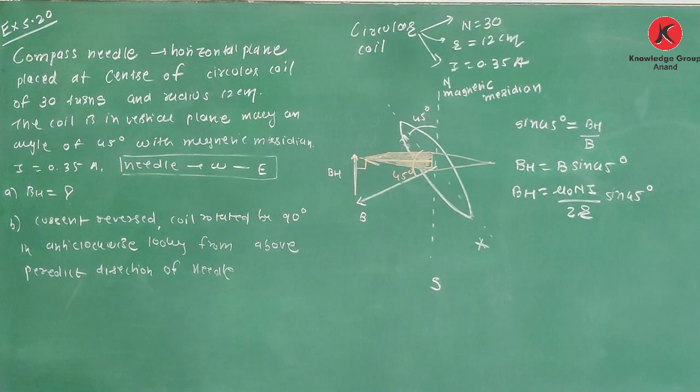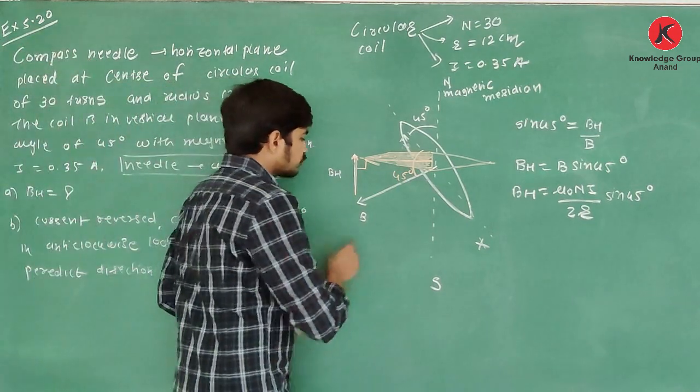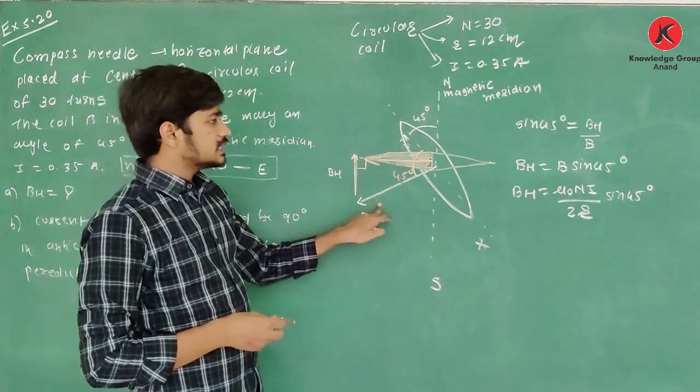the current is reversed and the coil is rotated by 90 degrees. If the current is reversed in the coil and the coil is rotated by 90 degrees in the anti-clockwise direction from above, then predict the direction of the needle. The direction of the needle reverses, because the direction of the magnetic field due to this reverses.